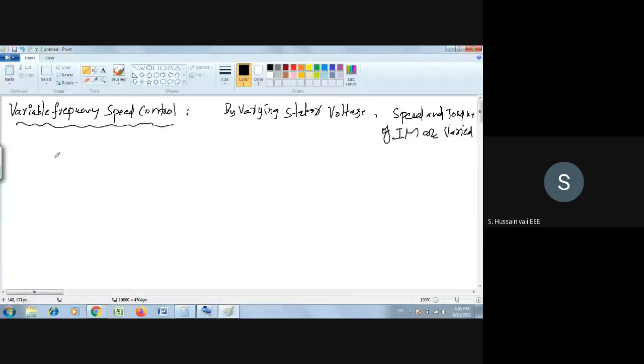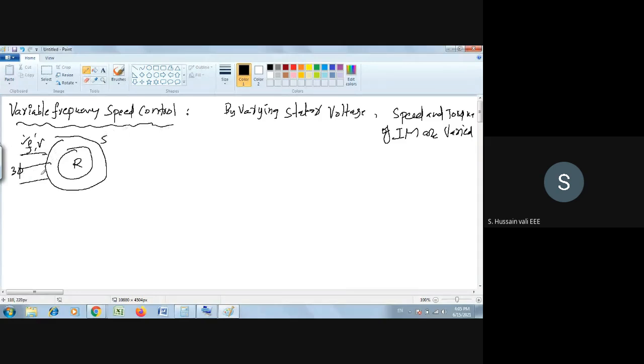The frequency, in the sense, for the induction motor you give the supply to the stator. So that frequency is the stator frequency. Okay, so that is the rotor, that is the stator. You have the three-phase supply here, and also some frequency. So voltage and frequency are there. By varying the frequency, you can control the speed of the induction motor. This is the logic behind it.